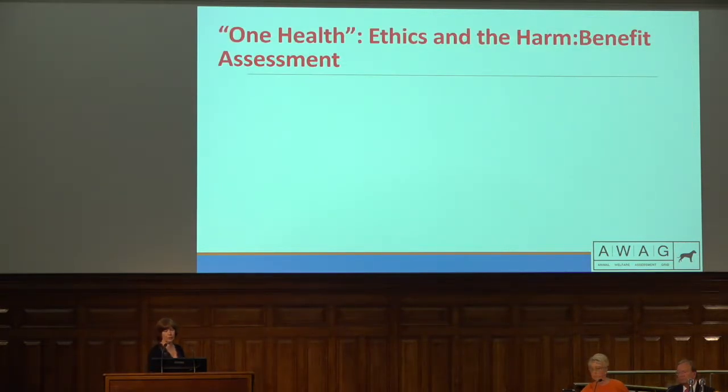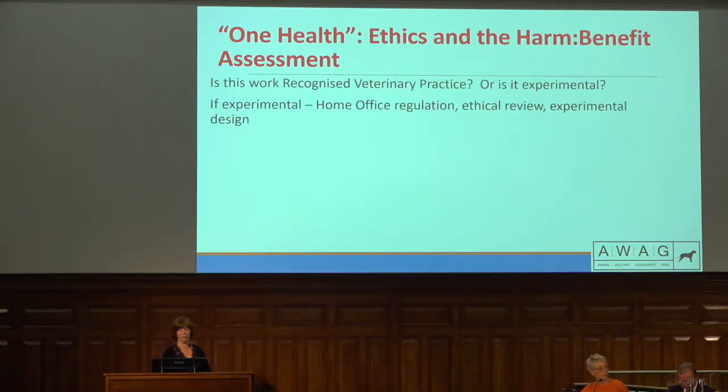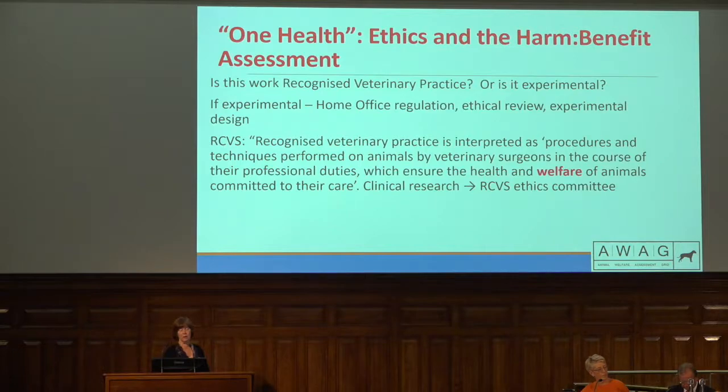So with One Health, we have to think about ethics and the harm-benefit assessment. And the first question to ask is: is the work you're doing recognised veterinary practice? Or is it experimental? Because we're moving into areas now where some things maybe are not recognised veterinary practice and not everyone would want to do them. Of course, if it's experimental, then it comes under Home Office regulation, requires ethical review and good experimental design. The RCVS define recognised veterinary practice as procedures and techniques performed on animals by veterinary surgeons in the course of their professional duties to ensure the health and welfare of animals committed to their care. And anything that is clinical research should be going to the RCVS Ethics Committee for discussion.